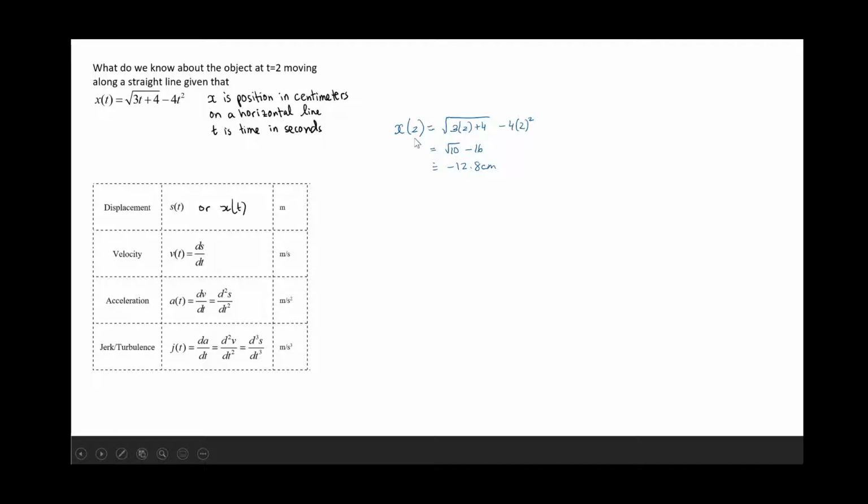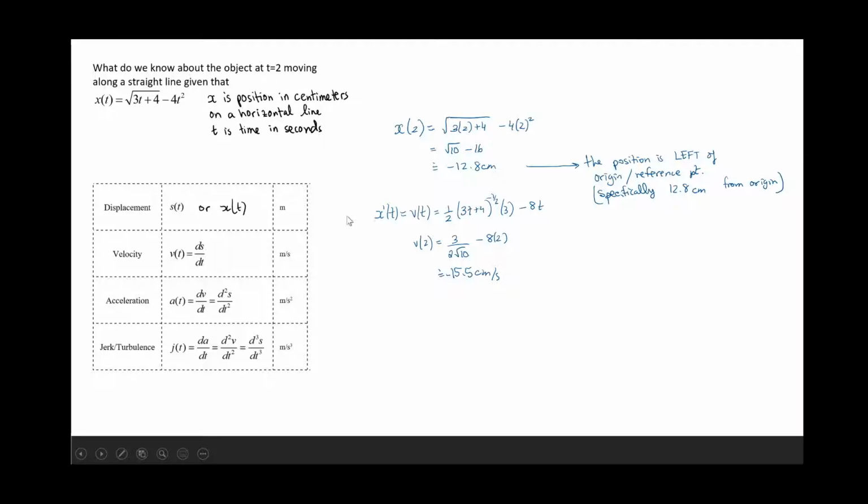So first of all, we're going to use the original displacement or position equation and plug 2 into it, and we get this value. Because we get a negative value, the position is left of the origin or the reference point, specifically 12.8 centimeters from that origin. Next, we're going to do the derivative of the displacement, which gives us the velocity equation, and we plug in 2 into that, and we get this value.